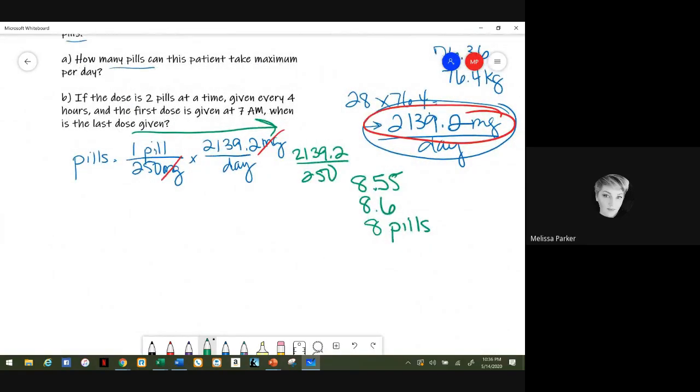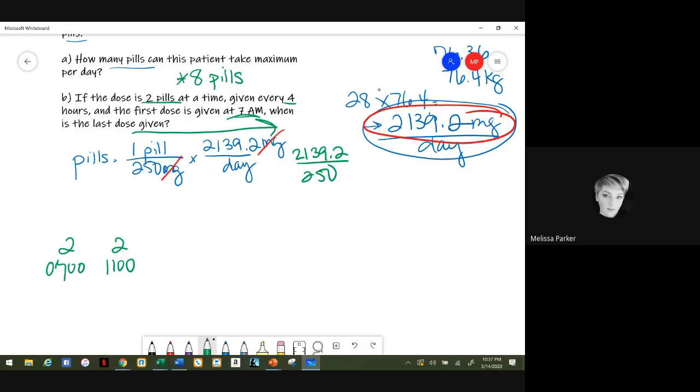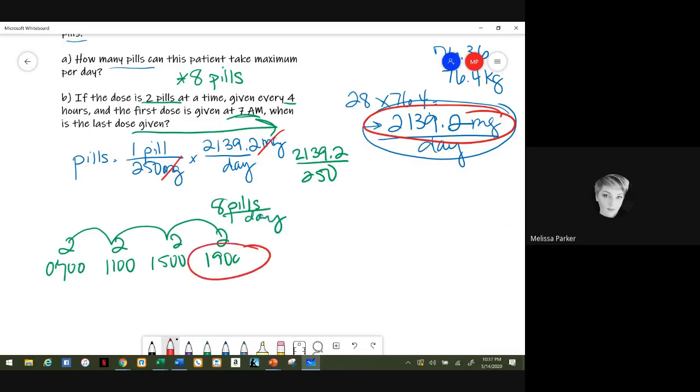So now that I know I'm going to give my patient 8 pills, put it right here so that I can refer back to it. We're giving 2 pills at a time, and it's given every 4 hours, and the first dose is given at 7 a.m. So you have your 7 right here. We're going to give 2 pills here. So when I give these 2 pills, I have to count 4 hours from here, so the next dose would be 1100. I'd give 2. 4 hours from here would be 1500, and 4 hours from here would be 1900. So 2, 4, 6, 8, those are my 8 pills that I'm giving per day, right? So that means that the last dose is given at 1900.